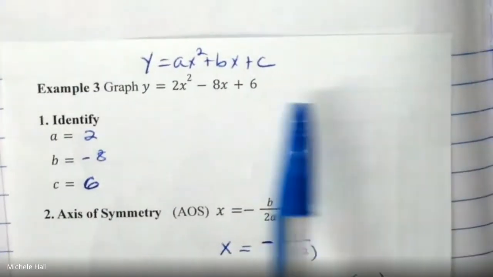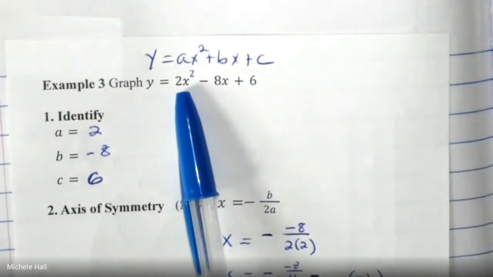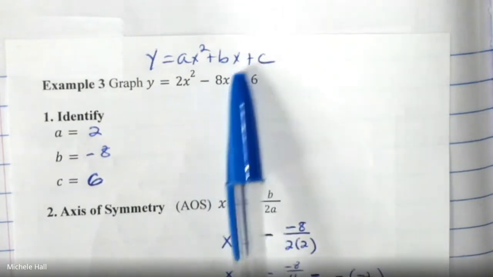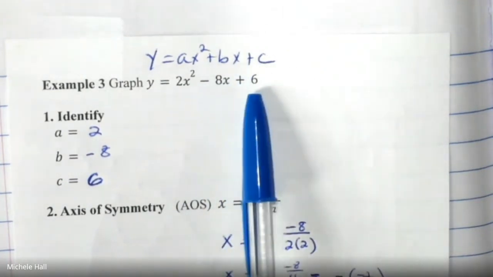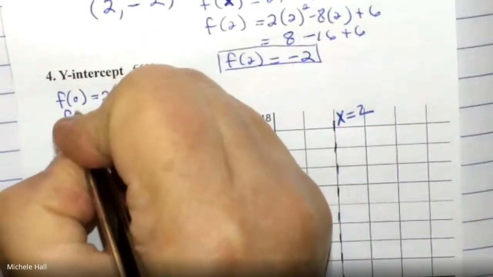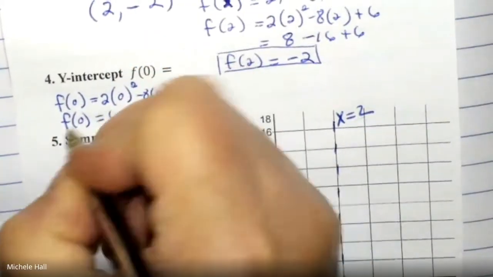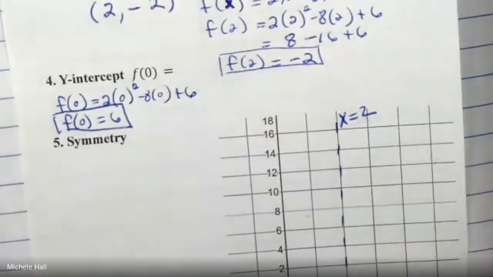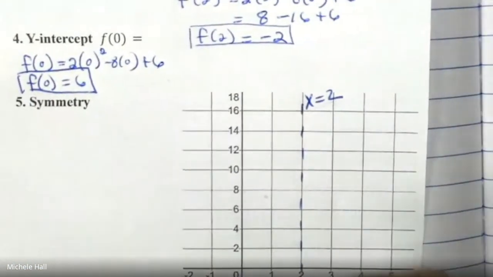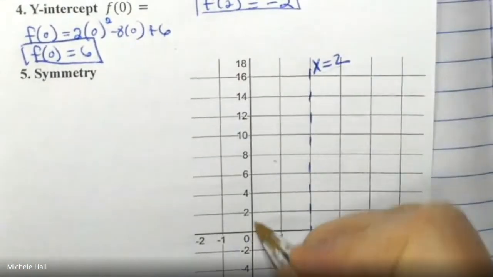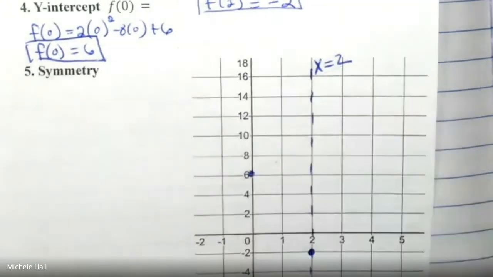Most of the time, you're going to look at your function and think, hey, when I substitute in 0, this goes away. This goes away. My c value will always be the y-intercept. So I get 6. f of 0 equals 6. That means that when x is 0, my y-intercept is at 6. When x is 0, y is 6.